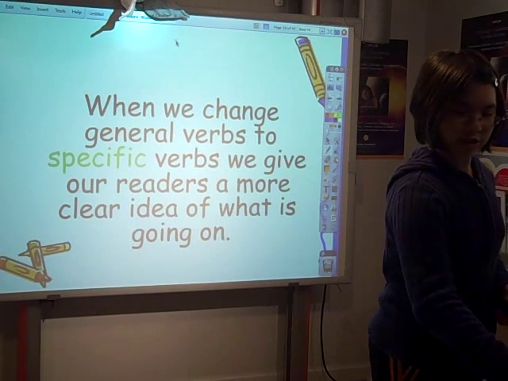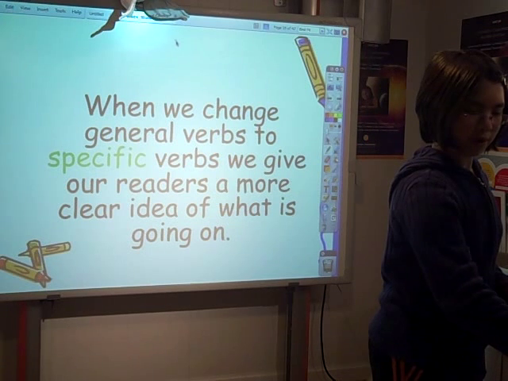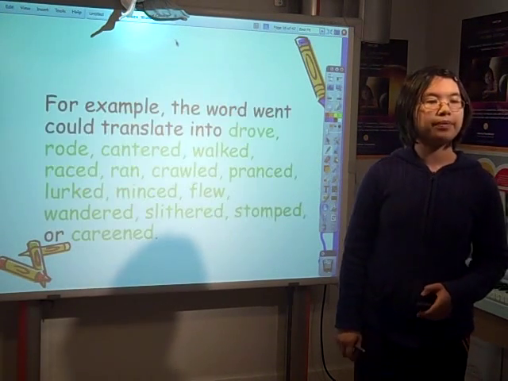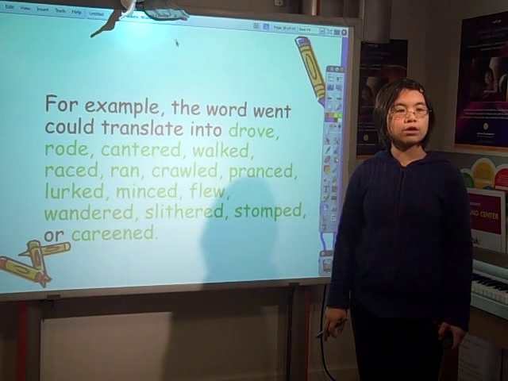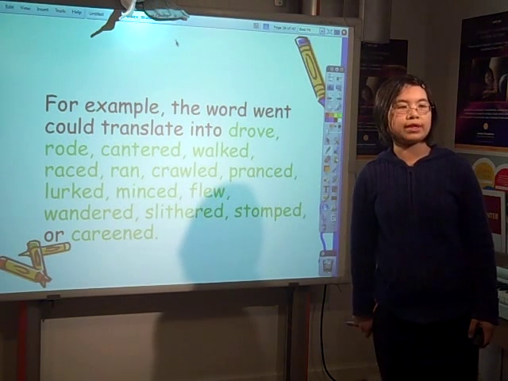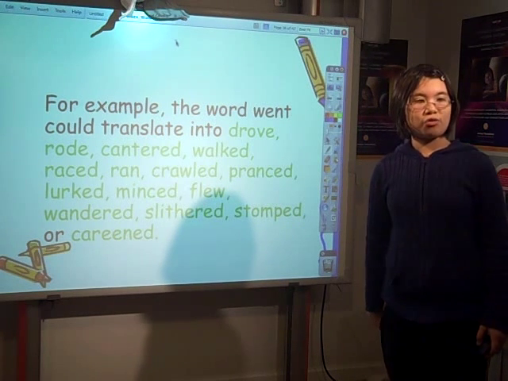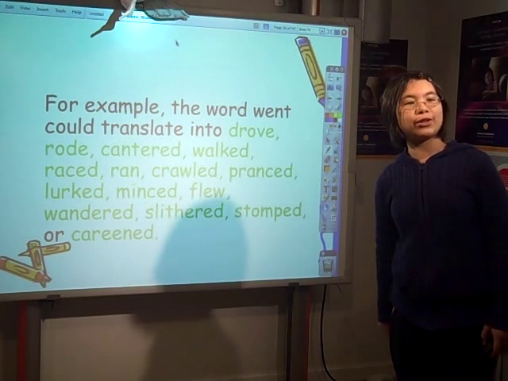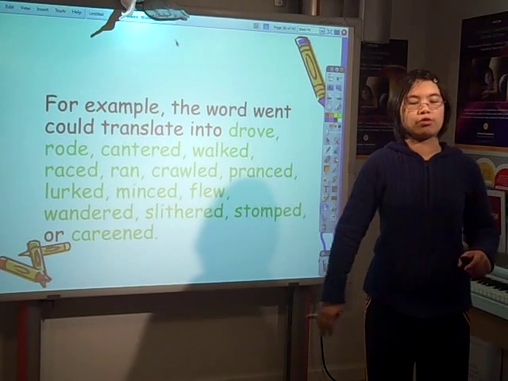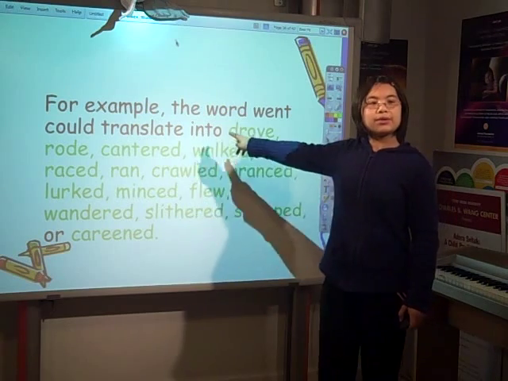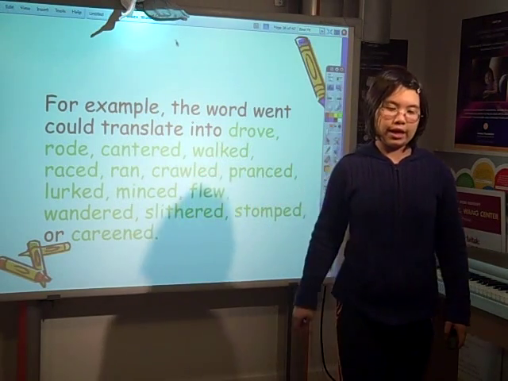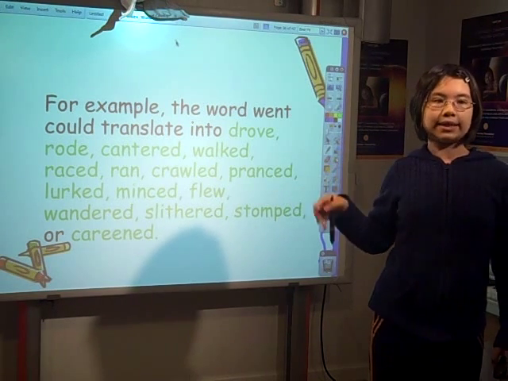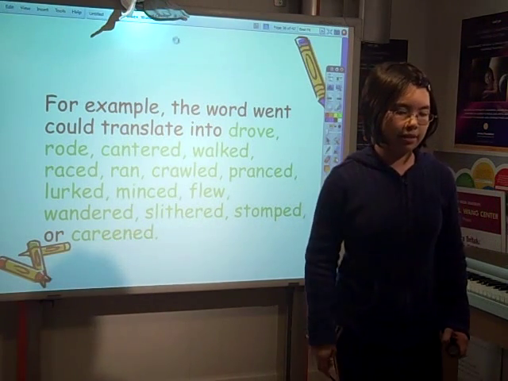When we change general verbs to specific words, we give our readers a more clear idea of what is going on. For example, the word went could translate into drove, rode, cantered, walked, raced, ran, crawled, pranced, lurked, minced, flew, wandered, slithered, stomped, or careened. These words are all verbs, and went could be any of those. So instead of saying went, say one of the things that you suggested.